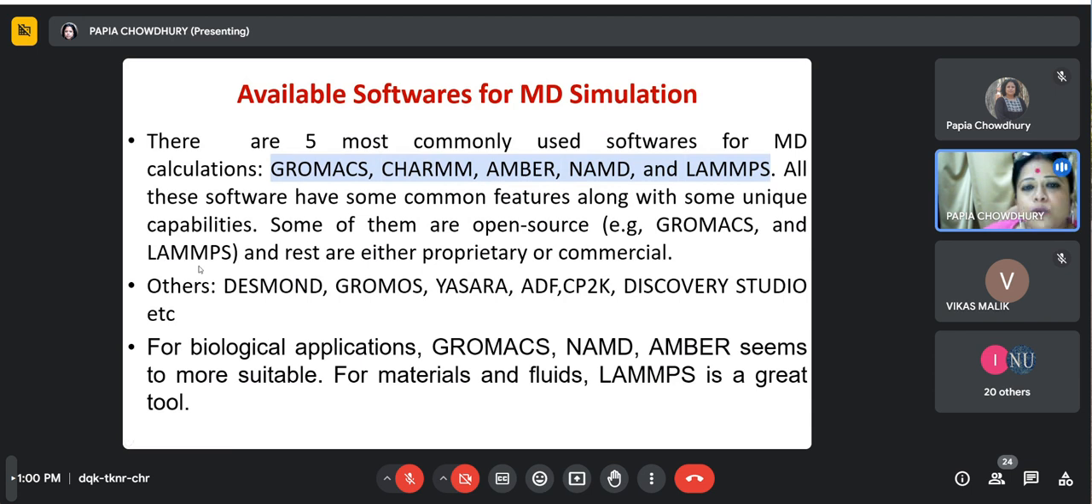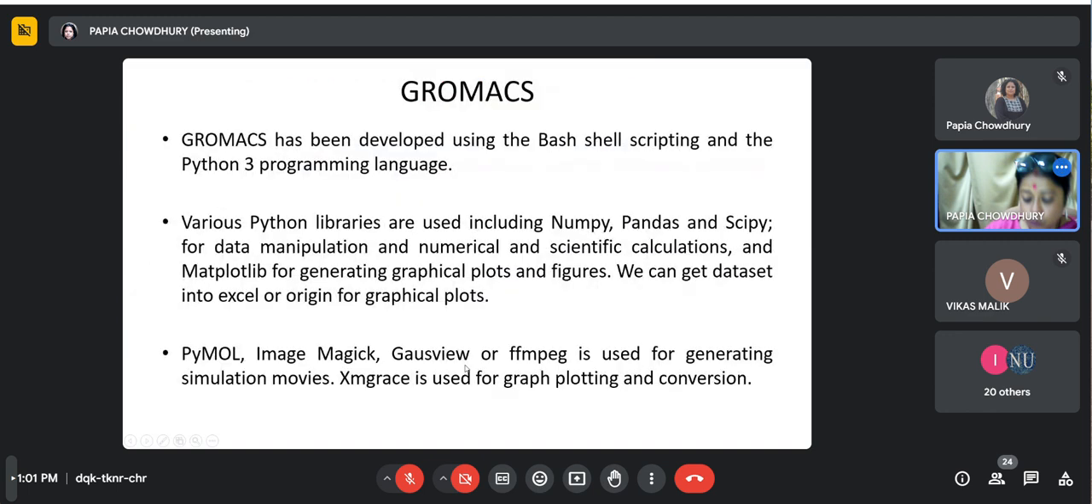Also, there are some other software which are also available. Some are Linux based, and some are Windows based. Like Desmond, you can buy it, but it's very costly. For biological applications, mainly GROMACS, NAMD, and AMBER seem very suitable. For material analysis, LAMMPS is a very good tool to analyze the material system.